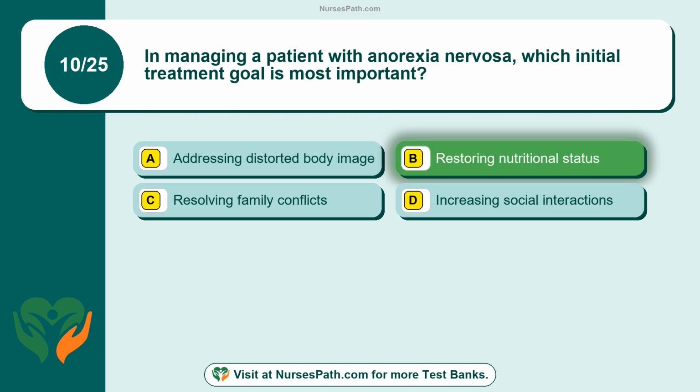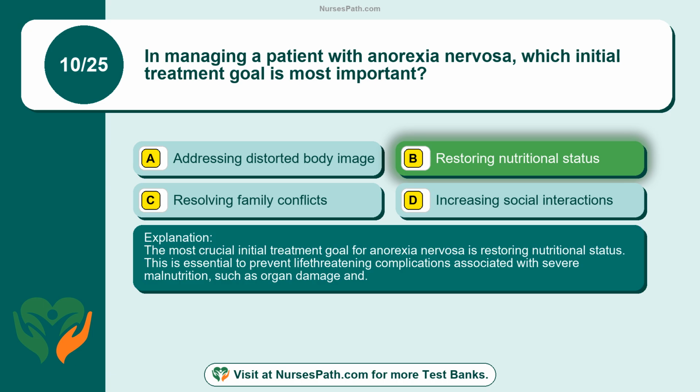Restoring nutritional status. The most crucial initial treatment goal for anorexia nervosa is restoring nutritional status. This is essential to prevent life-threatening complications associated with severe malnutrition, such as organ damage and.